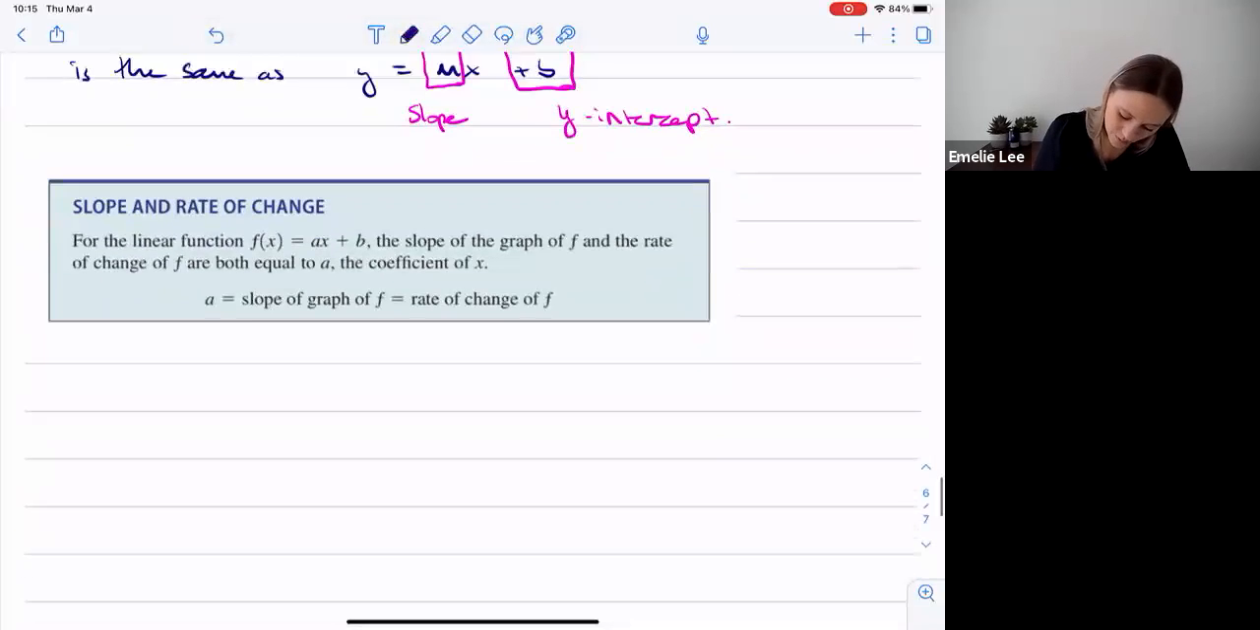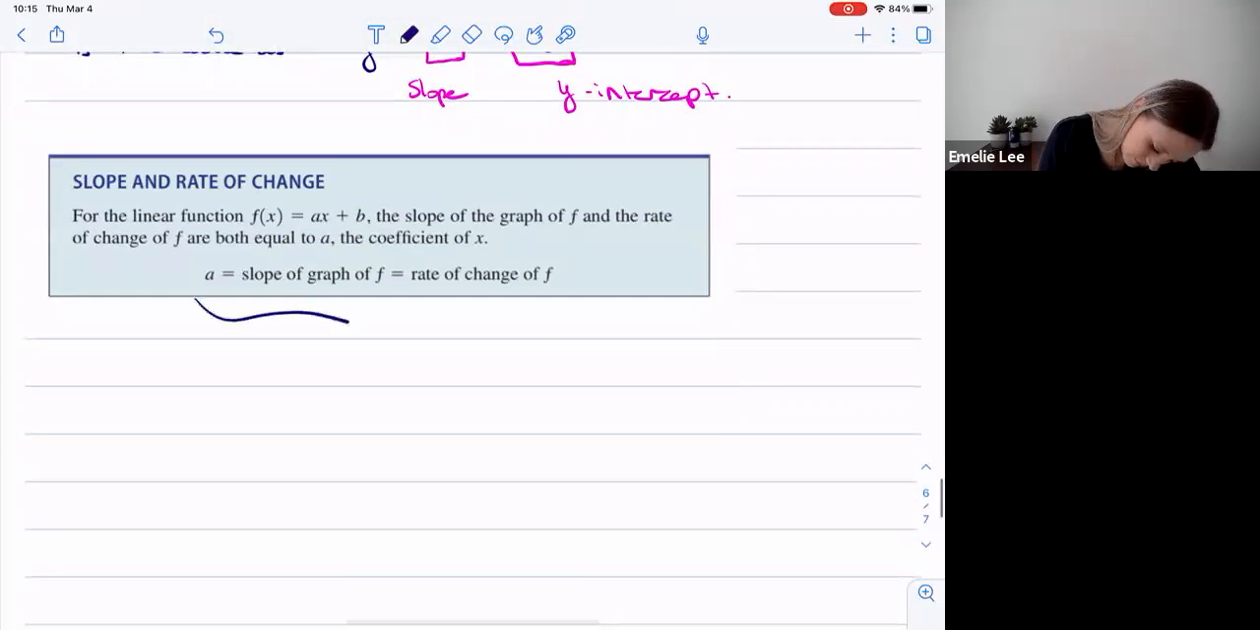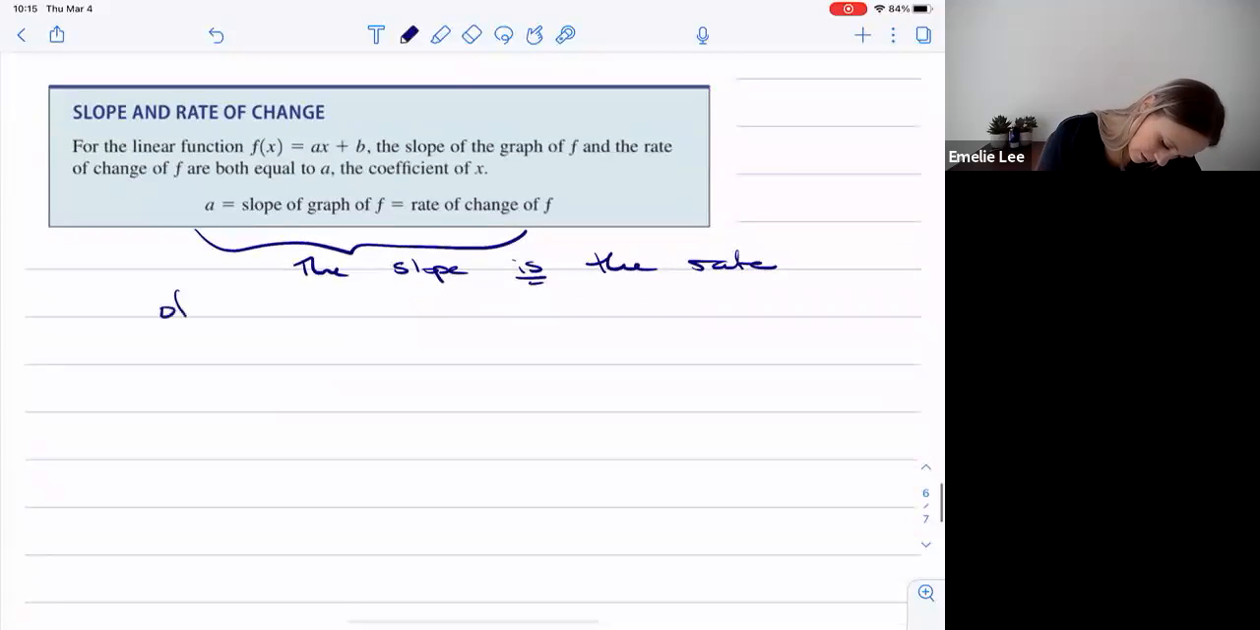So the slope is the rate of change for linear functions, is all that's saying.